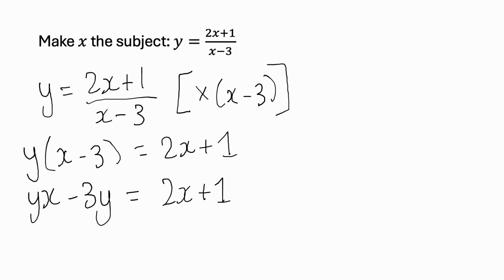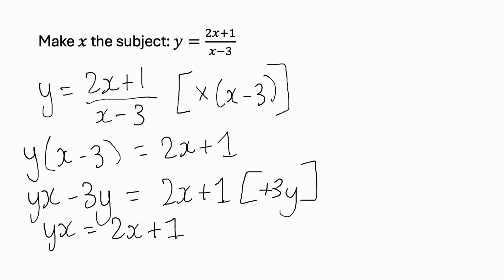So what we can do is move this negative 3y from the left hand side to the right hand side. So in order to get rid of that negative 3y on the left hand side, you have to add 3y. Do the opposite. So we get yx is equal to 2x, add 1, add 3y.